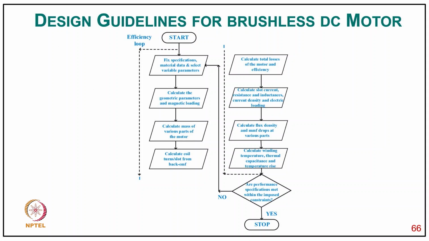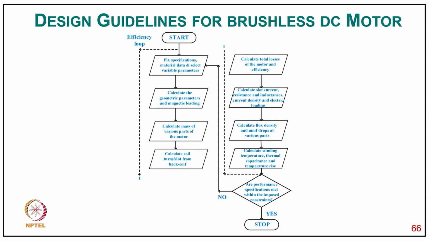So now coming to the design guideline for the brushless DC motor, we start with the efficiency loop. Fix the specification and magnet and select the variables, then calculate the geometry parameters and magnet loading, calculate the mass of various parts of the motor, and then calculate the coil turns and slots per pole, and then calculate the total losses of the motor and efficiency.